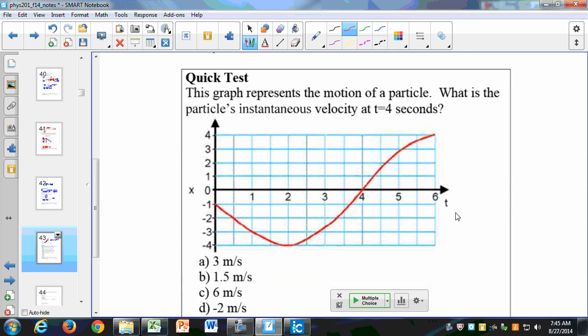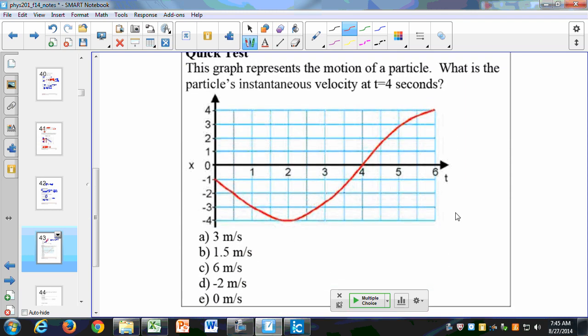Let's try this. This is a quick test question. I just want to know, what is the instantaneous velocity at t equal 4 seconds? So what you'll need to do there is to draw a tangent line at the function at t equal 4 seconds. It should be fairly easy because at 4 seconds the function is fairly straight, and you can draw a line that is tangent to that function, and then determine the slope of that line.